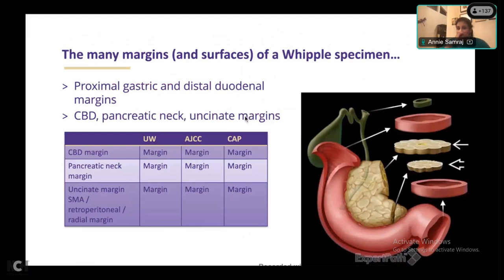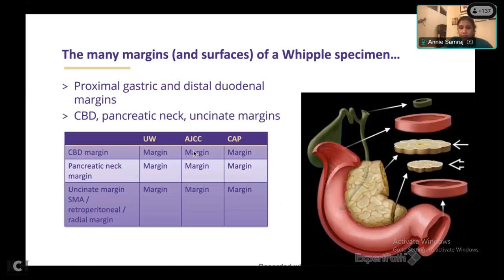So we have many margins and surfaces of a Whipple specimen. The most important ones are shown in this cartoon here. In green, we have the bile duct margin. Here in yellow, we have the pancreatic neck or the pancreatic duct margin. And here we have the uncinate margin. And we have the intestinal margins, which are the proximal and the distal. And sometimes you have a proximal gastric, and sometimes you might have a distal jejunal as opposed to a duodenal. And these margins are different depending on what protocol you use.